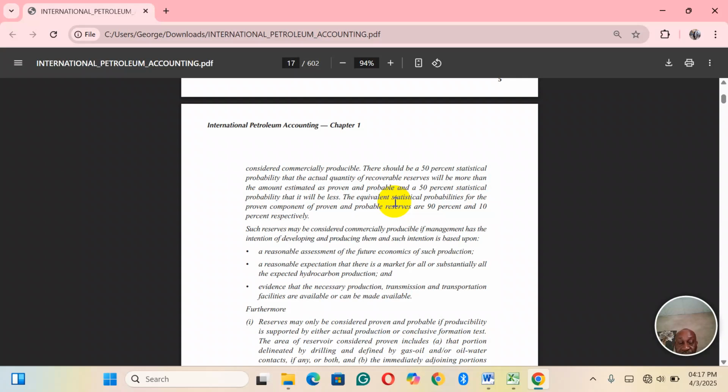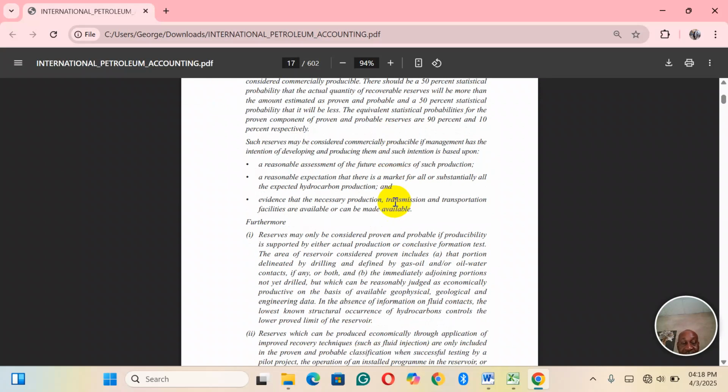Such reserve may also be considered commercially producible if management has the intention of developing and producing them, and such intention is based upon: one, a reasonable assessment of the future economics of such production; b, a reasonable expectation that there is a market for all or substantially all the expected hydrocarbon production; and also the evidence that the necessary production, transmission, and transportation facilities are available or can be made available.